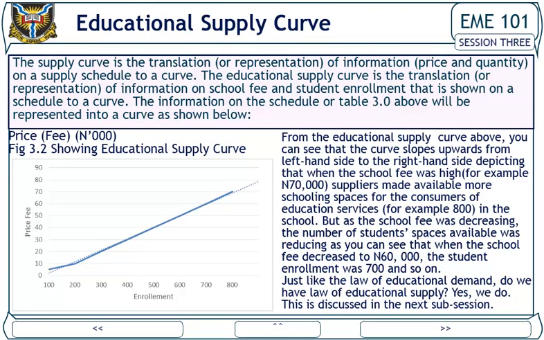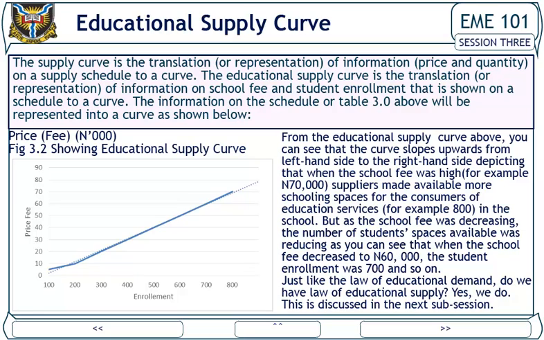Educational supply curve. The supply curve is a translation or representation of the information on price and quantity on a supply schedule to a curve. The educational supply curve is a translation or representation of the information on school fee and student enrollment that is shown on a schedule to a curve. The information on the schedule or table is represented below.